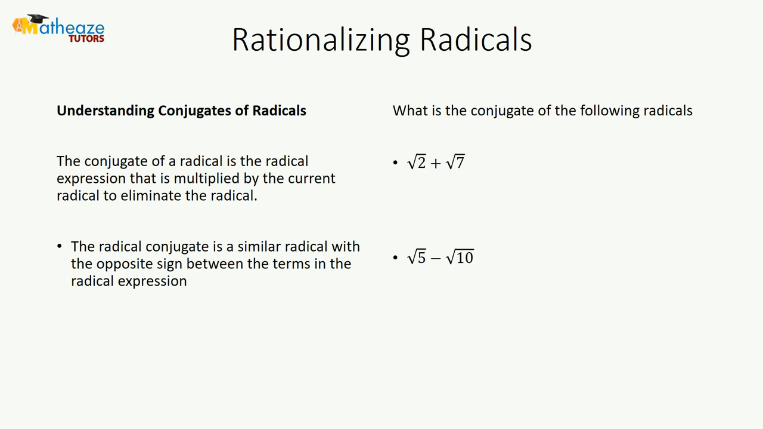So let's look at these other ones here. The radical here, we have square root of 2, square root of 7. This is the approach I typically like to use. I write the expressions, and then I just change the sign. So here, square root of 5, square root of 10. This is minus, so I just change the sign, and that's your conjugate.